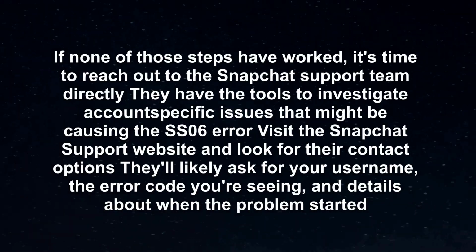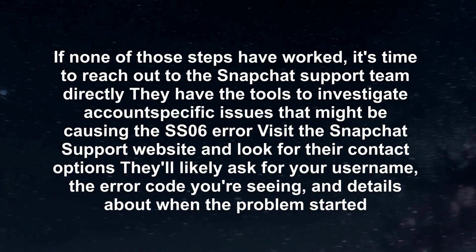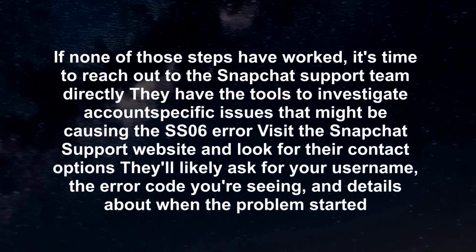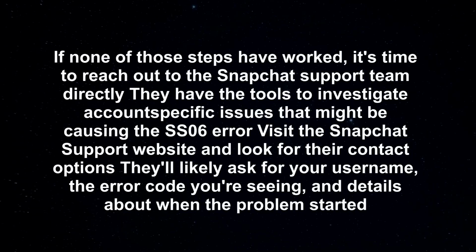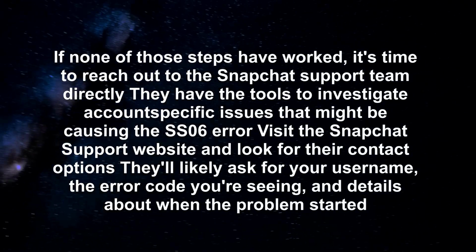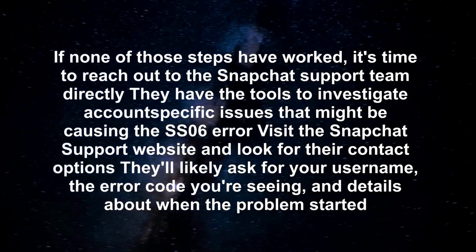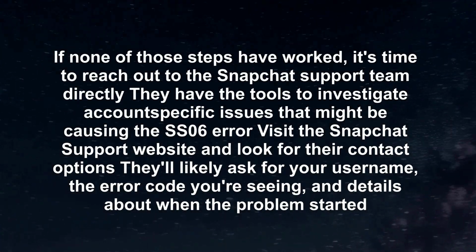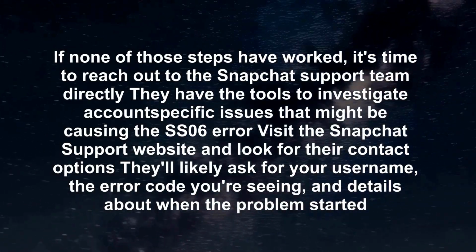If none of those steps have worked, it's time to reach out to the Snapchat support team directly. They have the tools to investigate account-specific issues that might be causing the SS06 error. Visit the Snapchat support website and look for their contact options. They'll likely ask for your username, the error code you're seeing, and details about when the problem started.